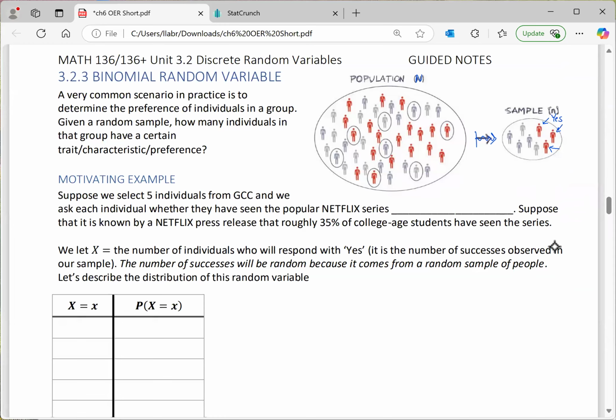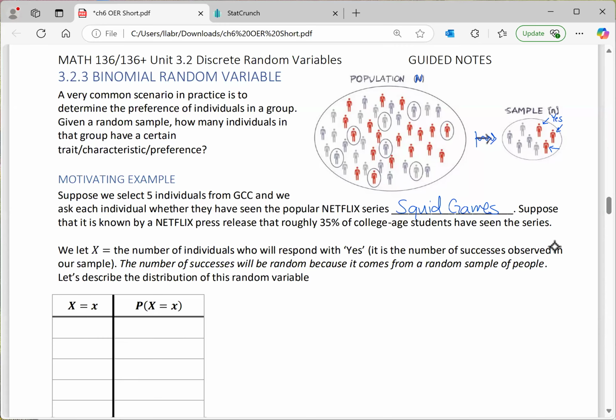So let's suppose that we're going to select 5 individuals from our college, and we're going to ask them whether they've seen a popular Netflix series. I haven't heard of any new Netflix series that's very popular, but you can think of something like Stranger Things or Squid Games. Yeah, let's just pretend it's Squid Games. And then let's suppose that each individual is asked whether they've seen this series or not. Obviously, that's a yes/no response.